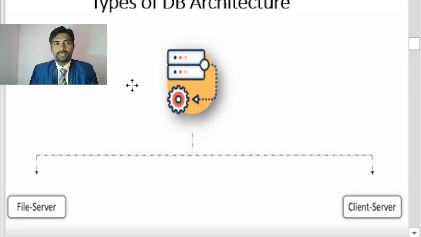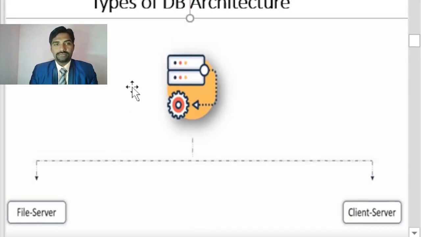Look at the types of architecture. Usually a database has two types of architecture. One is the file server architecture, and the second one is the client server architecture.